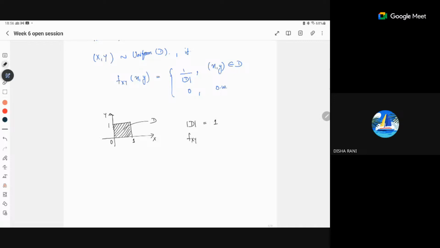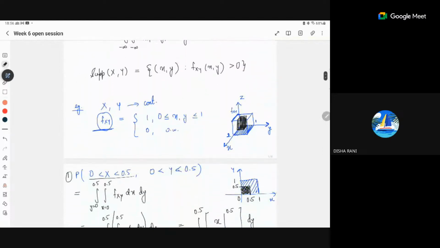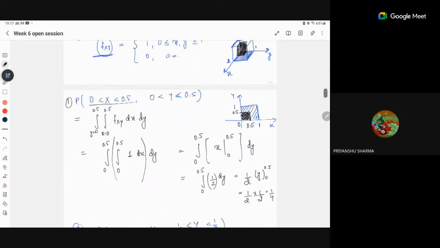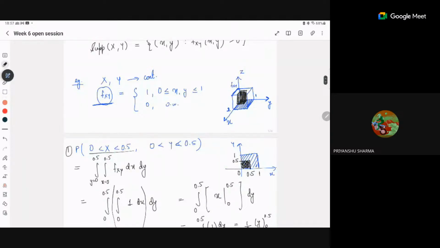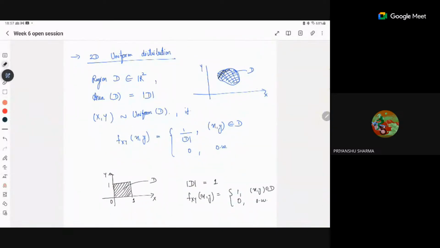And what was the joint PDF given to us? It was 1 for xy belonging to this D, 0 otherwise. This is how it was defined. What does D signify here? D is a region in the xy plane. So we are saying xy would be uniform in this region if the joint PDF of x and y is equal to 1 upon area of D.